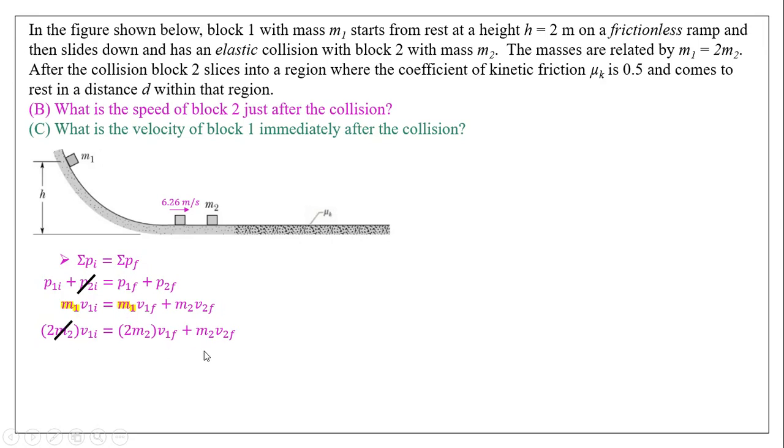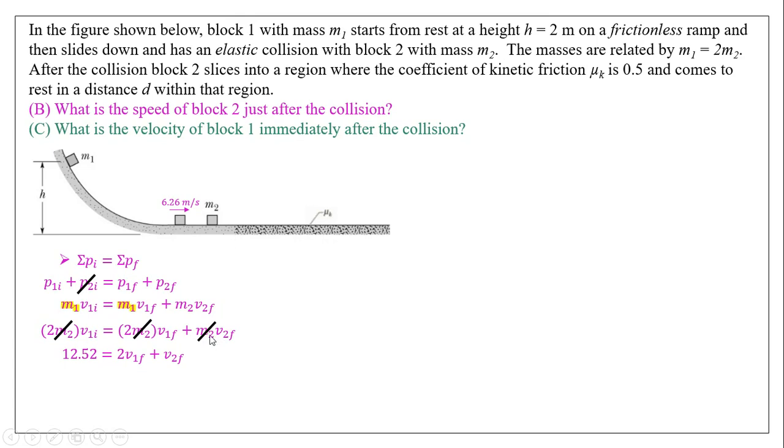And other than that, if you are looking at it, there's an M2 in every term, so I'm just going to cross that out. So I'm just going to simplify this real quick. 2 times V1I, but what is V1I? Well, we already found V1I. Before the collision, the block is moving at a rate of 6.26, which we calculated in part A. So if you take 2 times 6.26, you'll get 12.52. And then on the right side here, this is 2 V1F. I don't know what V1F is, so I'll have to keep it as is.